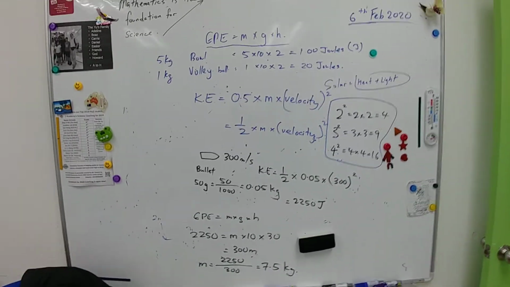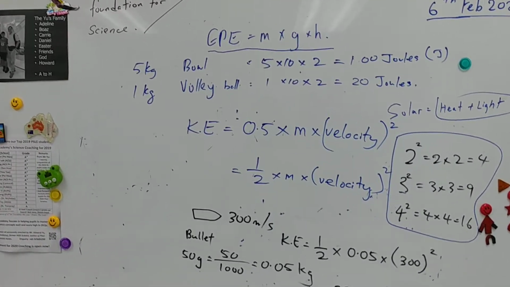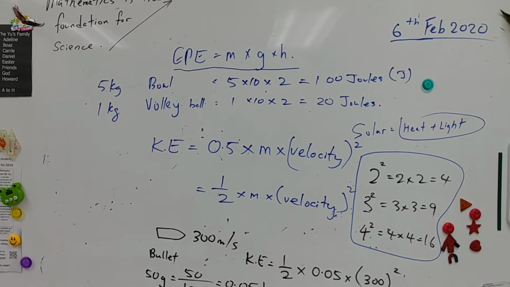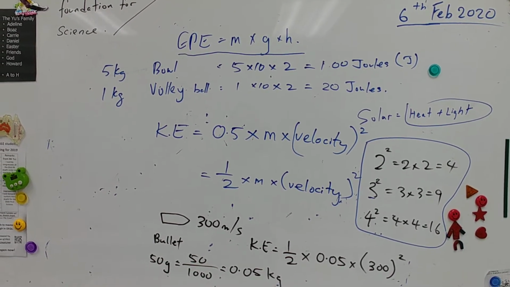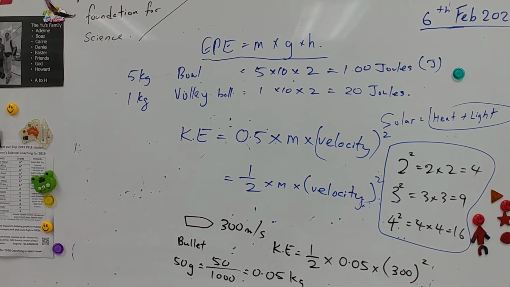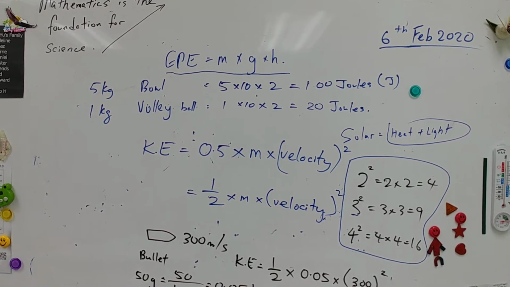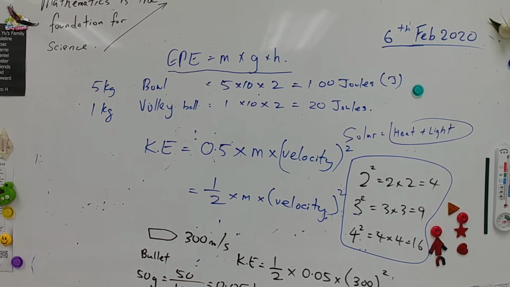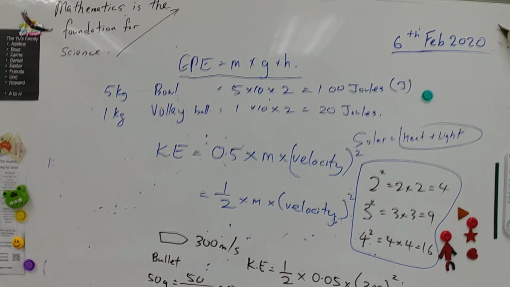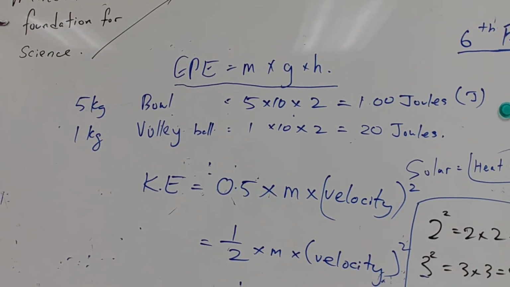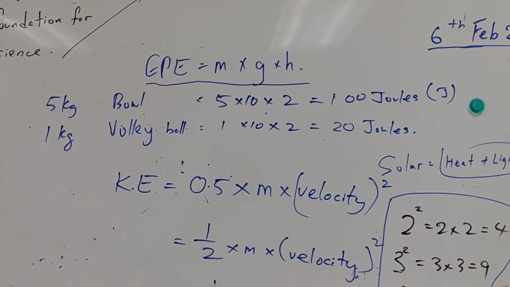As you can see here, the weight of a ball, as in bowling, may weigh about 5 kilograms, and the weight of a volleyball is about 1 kilogram. So applying this formula, mass times gravity times height, assuming that both of these are at a height of 2 meters, by simple mathematics, they can calculate that the bowling ball will have 100 joules and the volleyball will have 20 joules. So it's 5 times different. So in terms of proportion, as the mass increases by 5 times, the gravitational potential energy also increases 5 times.